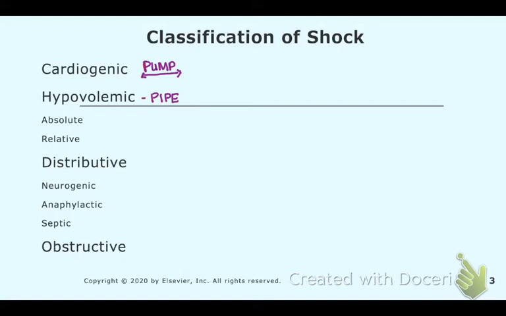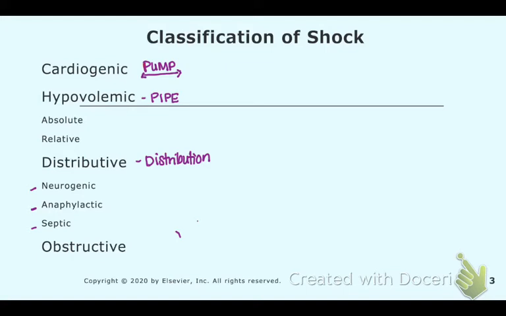And then distributive just means there's a distribution problem. There's nothing wrong with the pipes. There's a distribution problem to get it to the heart and to get it to the body. So that's usually when you get this inflammatory response and the blood starts just kind of pooling in the vessels. As far as what falls under distributive would be your neurogenic, your anaphylactic, and also your septic. We're going to talk a little bit more about those, but those are your distributive shocks.